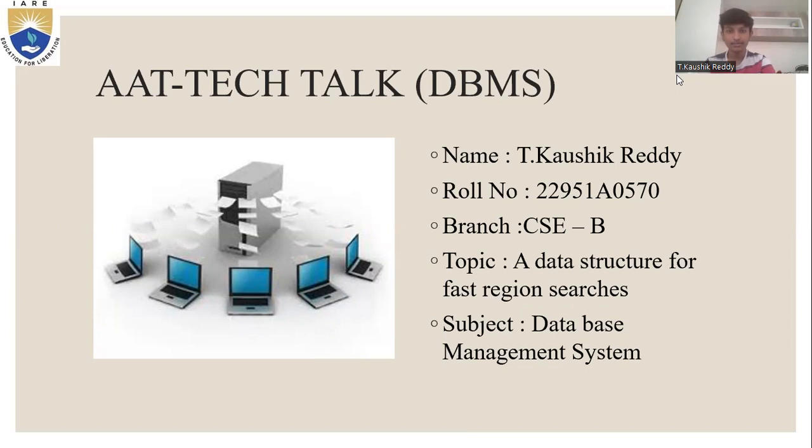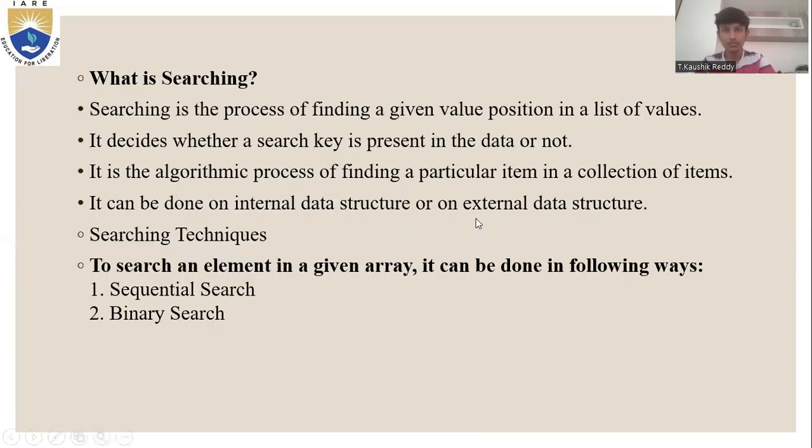So let's get started. Let's know what searching is, the basic definition. Searching is the process of finding a given value's position in a list of values. Searching is nothing but finding a given value in a list of values. It decides whether a search key is present in the data or not. It is the algorithmic process of finding a particular item in a collection of items. It can be done on an internal data structure or an external data structure.